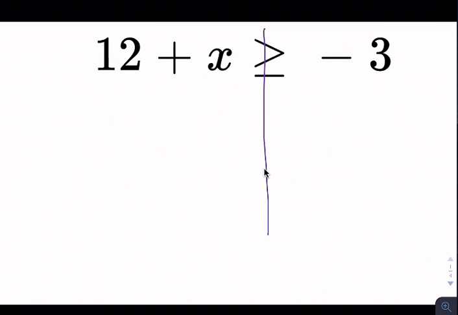So I have positive 12 and a positive x on the left side, and I have negative 3 on the other. So I want to get rid of that positive 12. In order to do that, I'm going to subtract 12 from each side. On this side, I'm left with x is greater than or equal to, and then 3 negatives and 12 more negatives is 15 negatives. So I'm done. I've solved my equation.